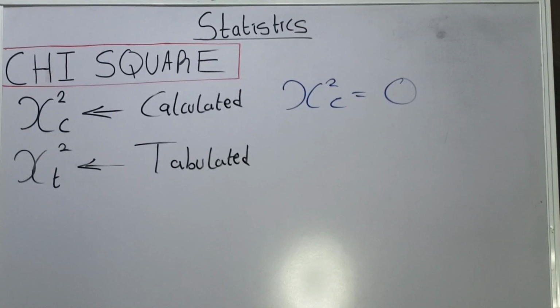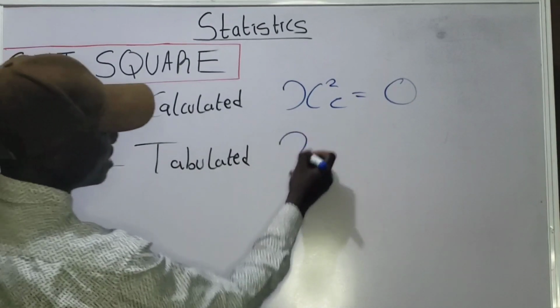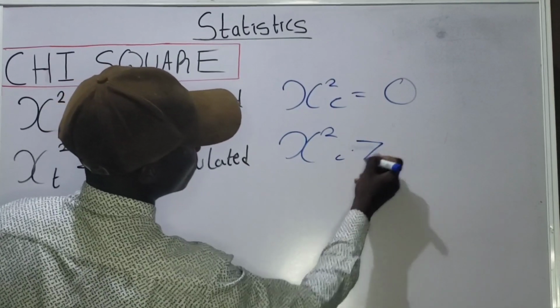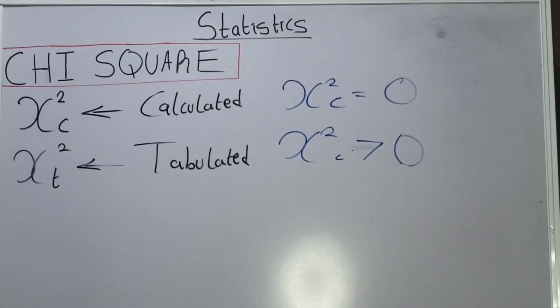Now, another condition is that if the calculated chi-squared, that is x squared, is greater than 0, this implies that there is deviation. Are you paying attention? There is greater discrepancy. That is, there is inconsistency. There is deviation between the observed and the expected frequency.